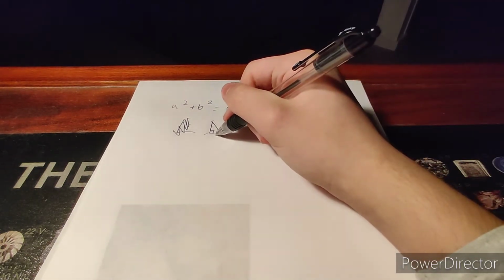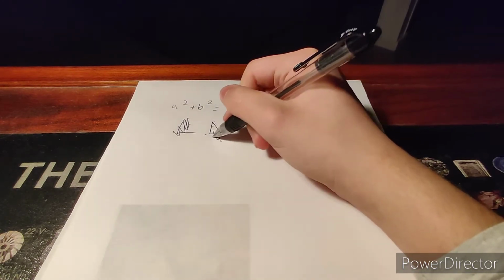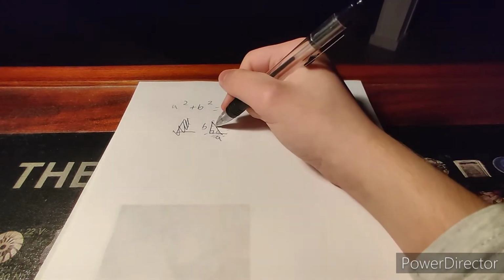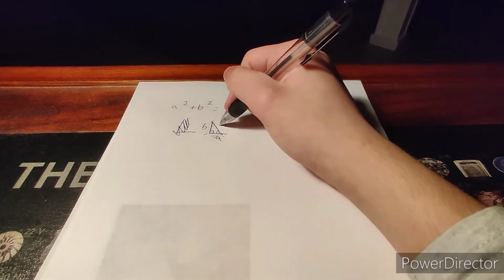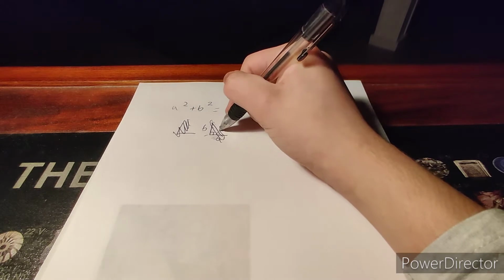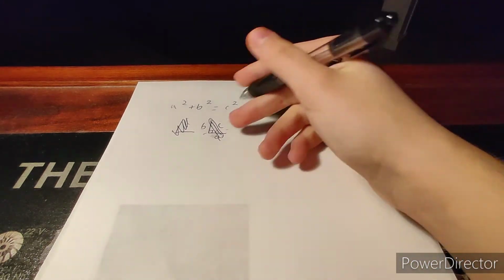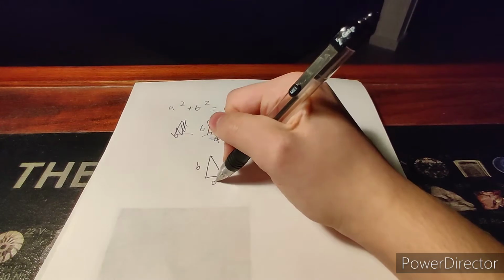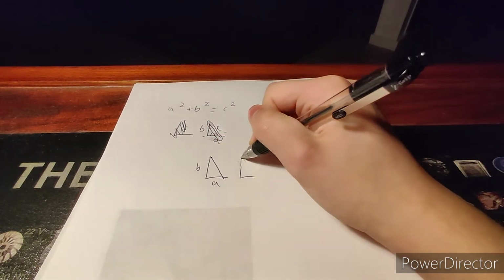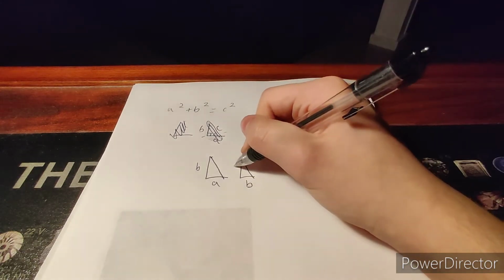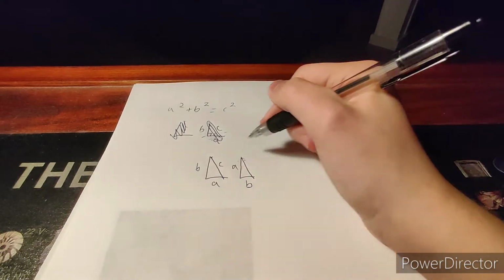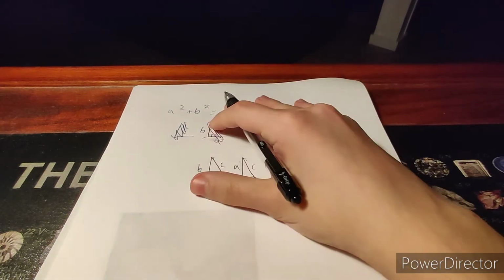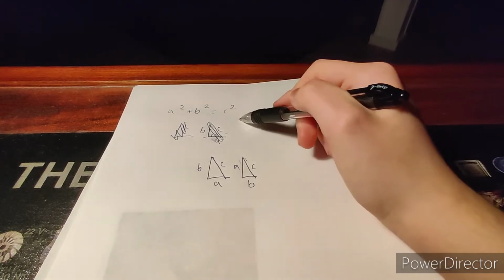A corresponds to one length of the triangle, and B corresponds to the other length, while C corresponds all the time to the longest side, otherwise known as the hypotenuse. A and B are interchangeable, so if you want, you could have this be B and this be A, or the exact same triangle, you could have this be A and this be B. Doesn't matter as long as this is always C.